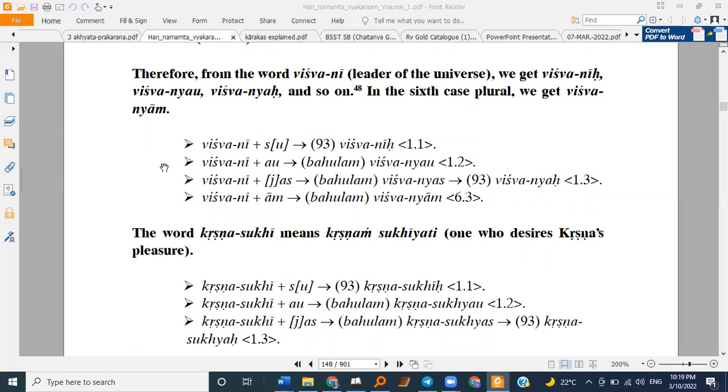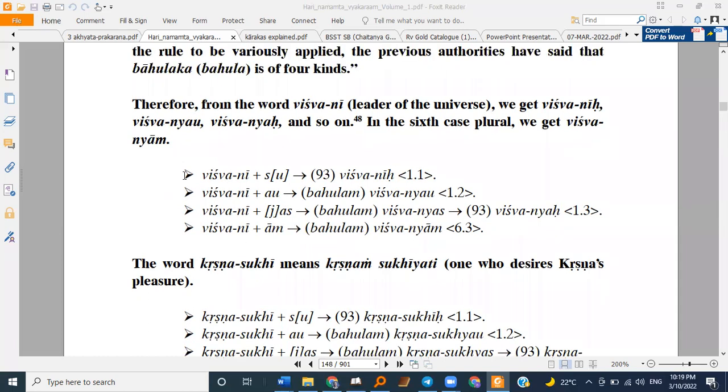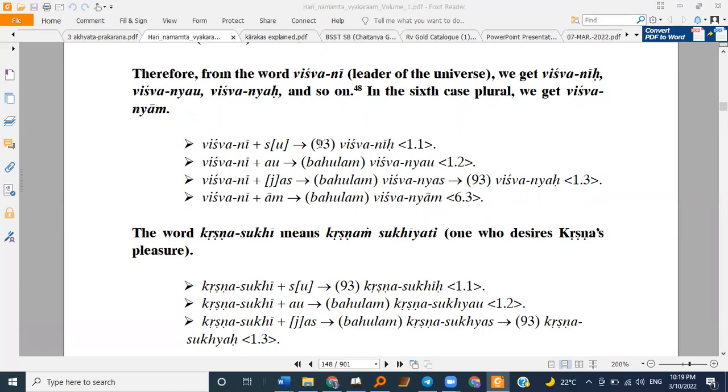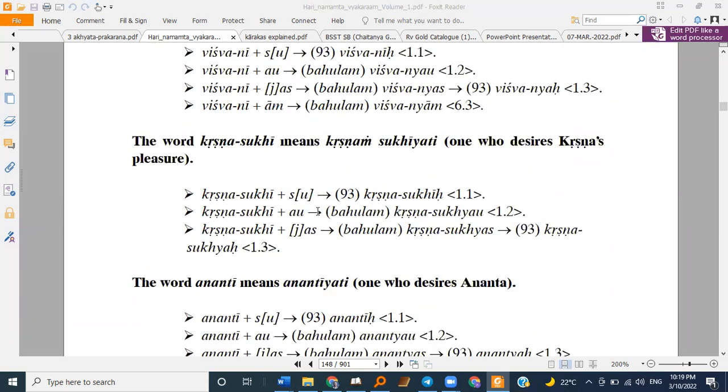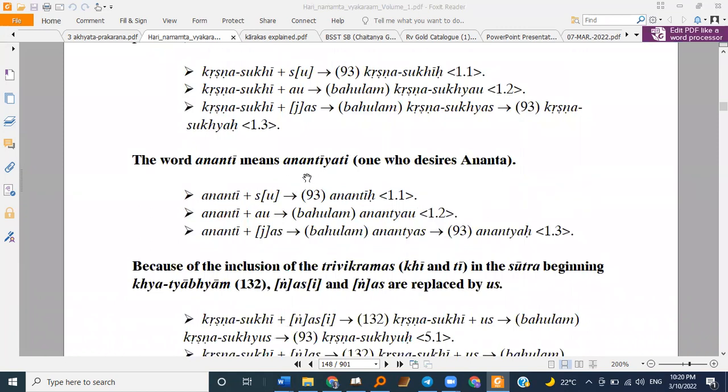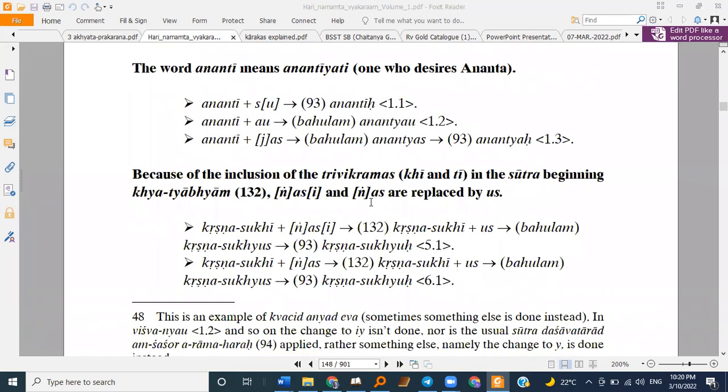I see. Yeah, in the other batch, I just skipped this part because they have not given the sutra, but they have given the examples. And they have given Idvameva Yaha Sarveshwara. So 93 is Idvameva. And so idvam sarveshri, nyau, nyaha, nyam, same here, sukhyau, sukhyaha, ityadi. Yeah, same here. So like that.